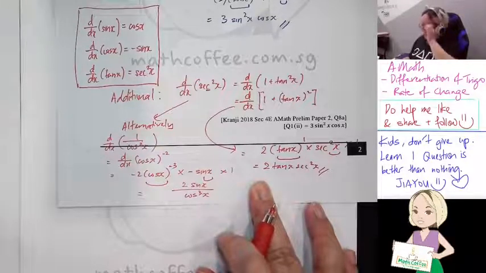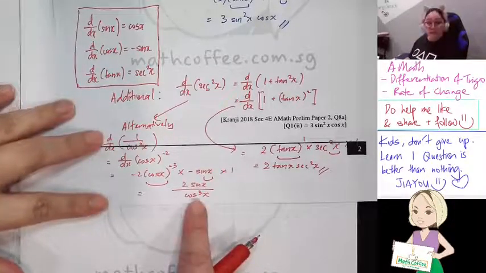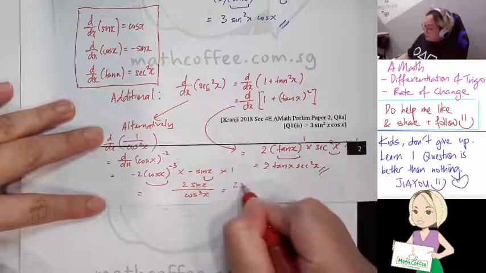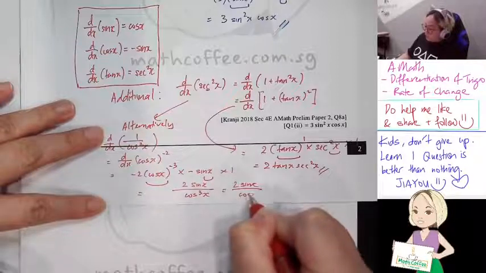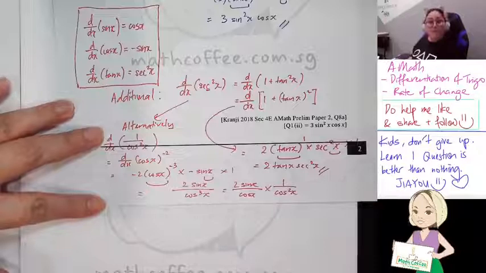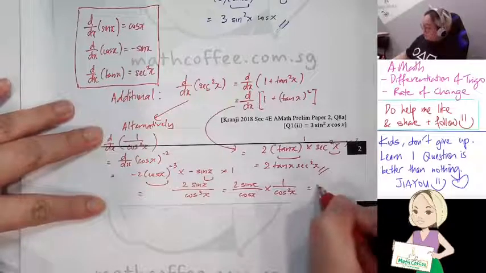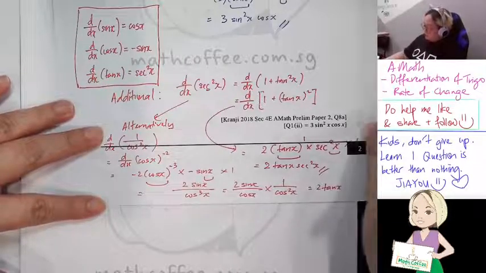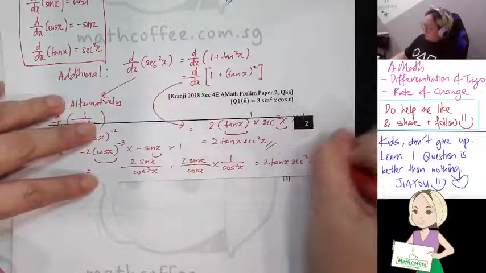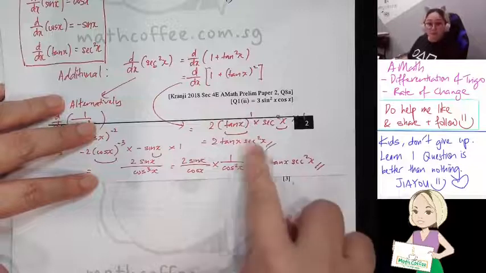Okay? So actually I can split this. If I want to make it to be exactly the same, I can say it is 2 sine x over cosine x times 1 over cosine square x. Then it becomes 2 tangent x, and this is secant square x. You see, it's the same. It can be the same.